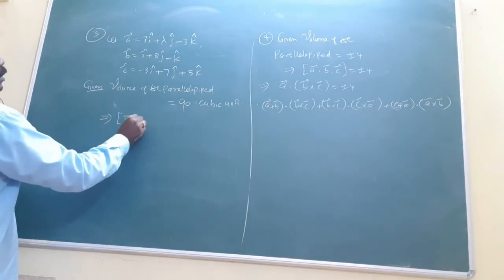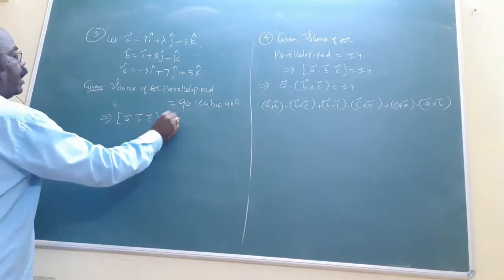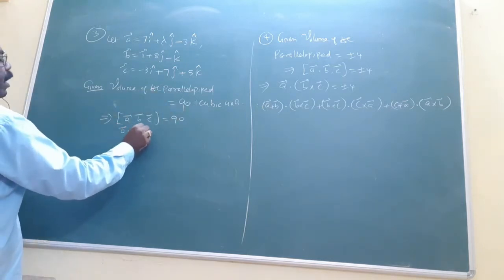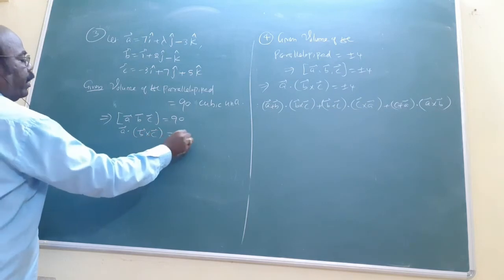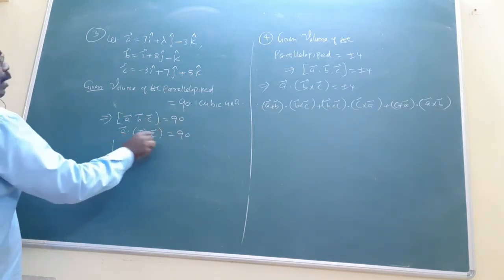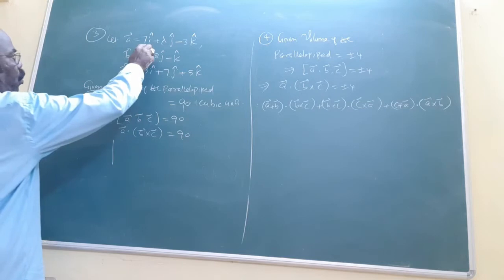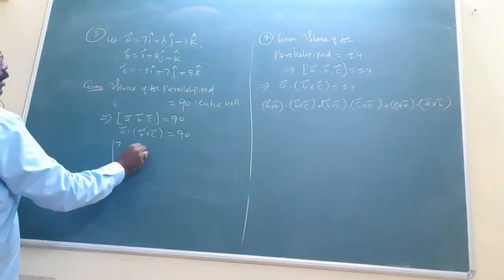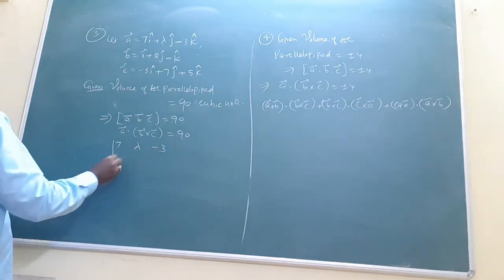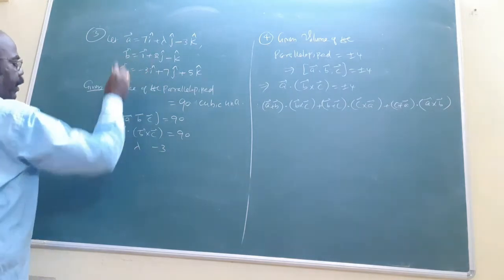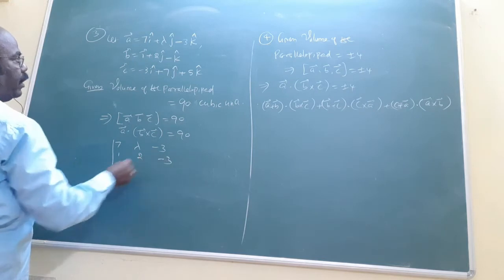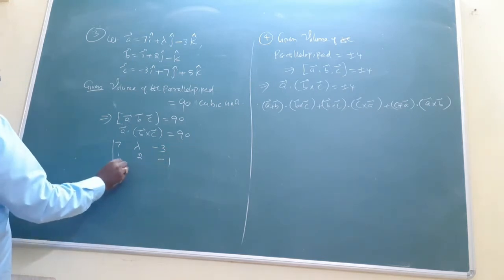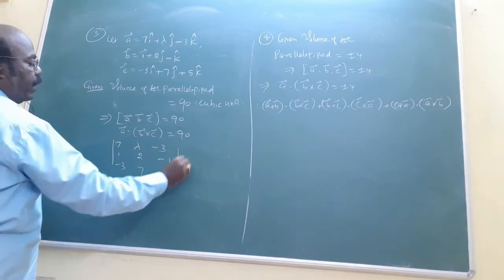That means the box product of A comma B comma C is already given as 90. Box product of A, B, C means A dot B cross C equals 90. Now what does that mean? The coefficients of i, j, k in A vector are 7, lambda, minus 2. Next, the coefficients in B vector are 1, 2, minus 1. Next step, minus 3, 7 equals 90.